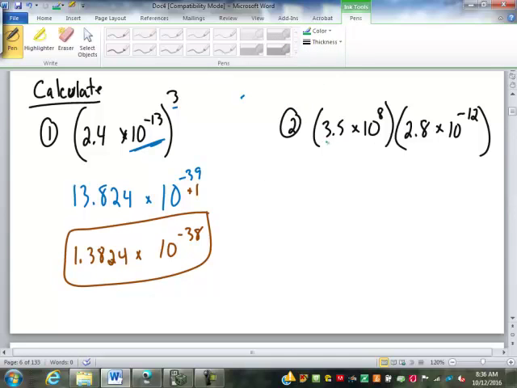Over here, multiplying, we're going to multiply the counts. 3.5 times 2.8, which is, what is it? 9.8? 9.8. And then when we're multiplying exponents, we do what with the powers? Add them. So 8 plus negative 12 is negative 4.